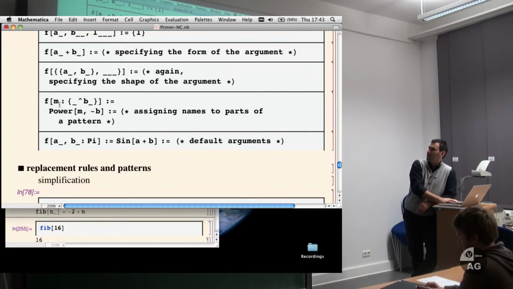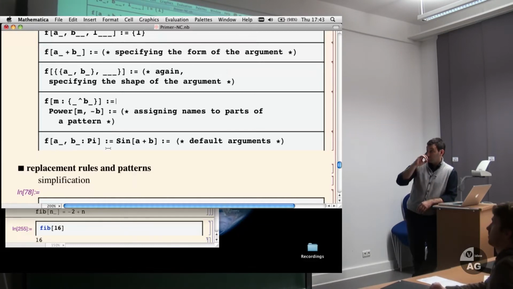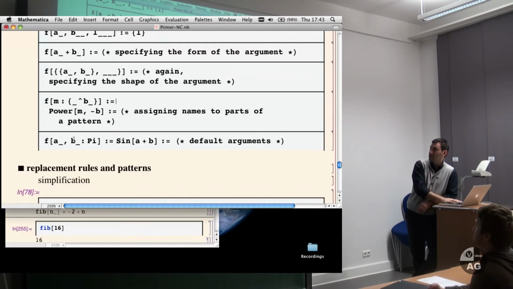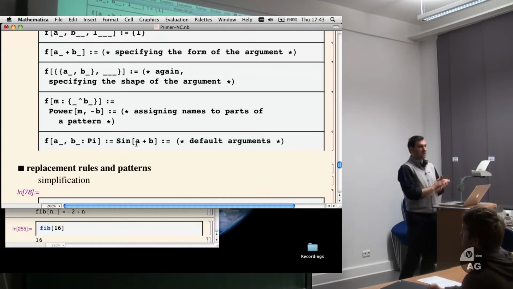Okay, assigning names to different parts of the patterns. And over here, default argument. If B is not passed, then the value of pi will be used. Okay, enough of this. Questions?